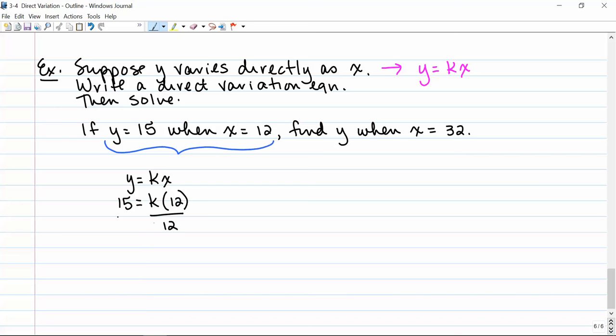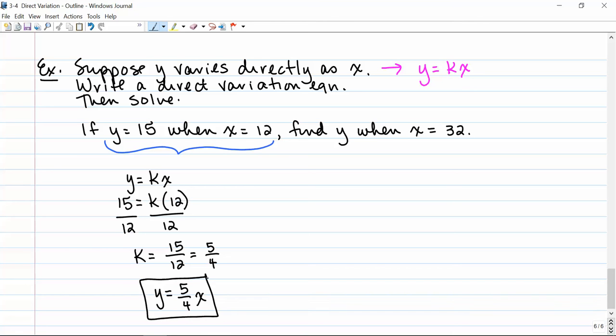Divide both sides by 12. So k equals 15 over 12, which reduces to, dividing top and bottom by 3, 5 over 4. So my direct variation equation is y equals 5 over 4x. That's my direct variation equation, and that's the first part of the answer.